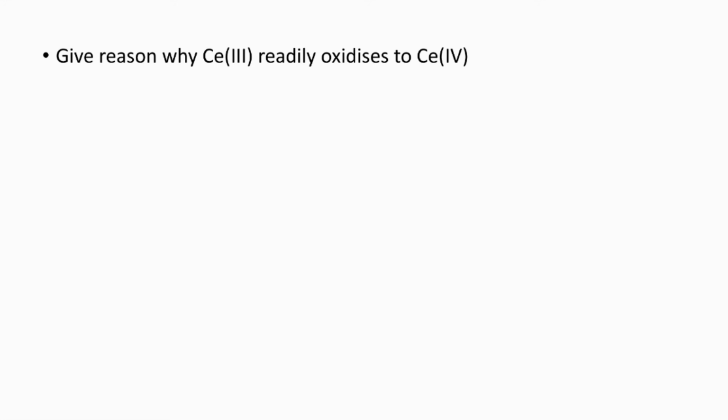Give reason why cerium 3 plus is readily oxidized to cerium 4 plus. This is a board question. In the question, they have not given even the atomic number. Then how to answer this question? We will have to remember cerium is an element present in the lanthanoid series. So it will be coming after lanthanum. If lanthanum is 57, atomic number of cerium will be 58.